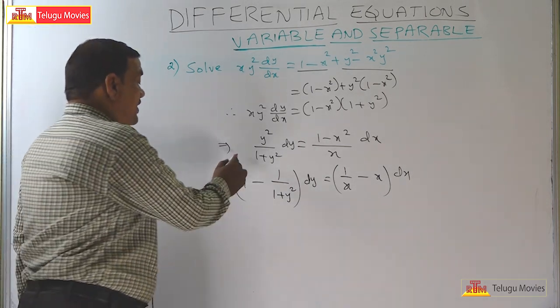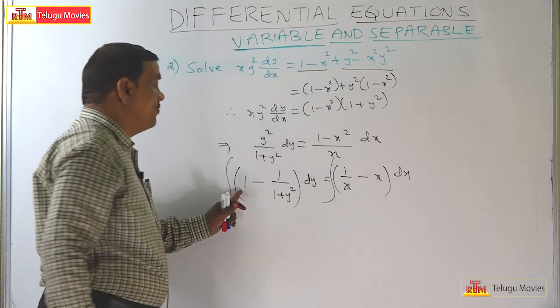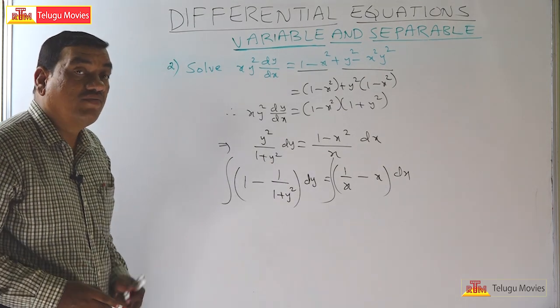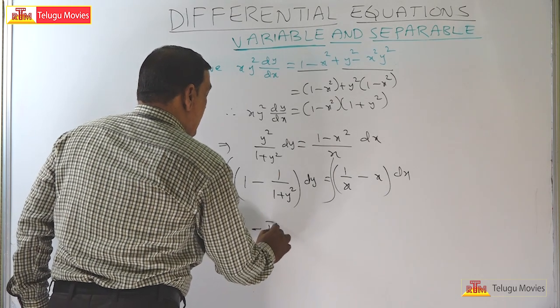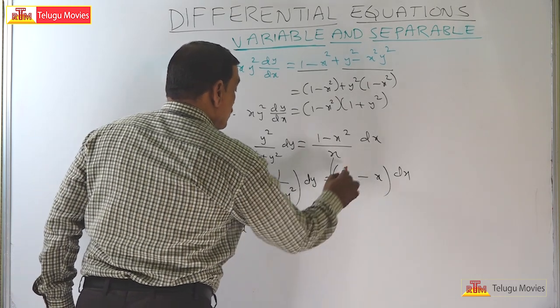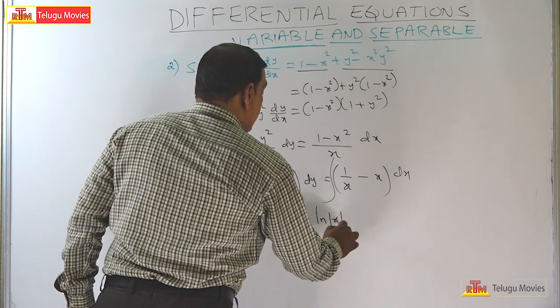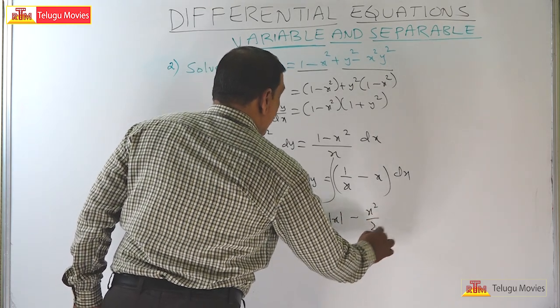Okay, now take integration on both sides. For 1 with respect to y, what is the integral? So this is y minus tan inverse of y, this is equal to log x, that is ln x minus x square by 2.